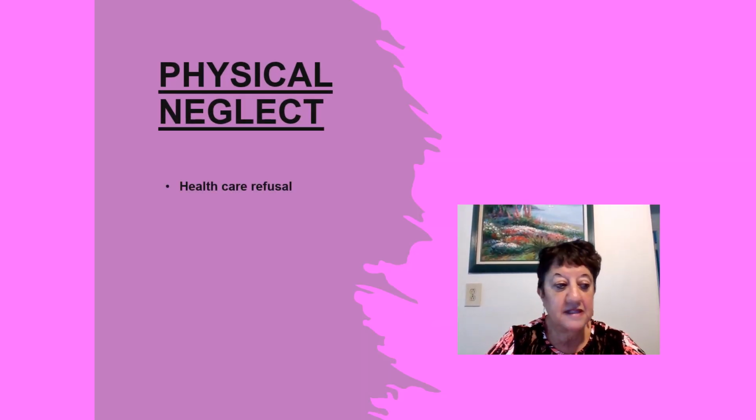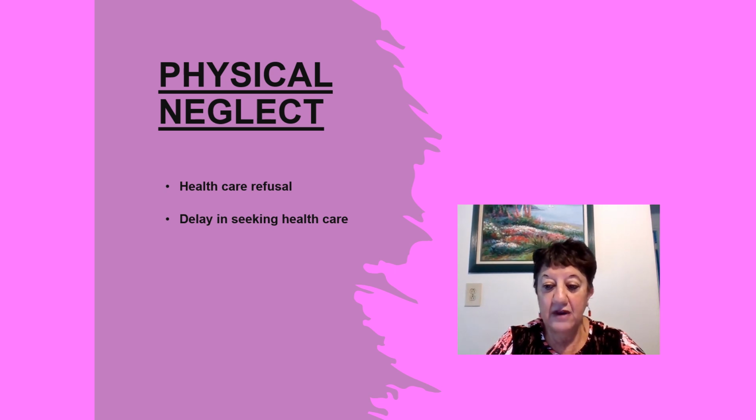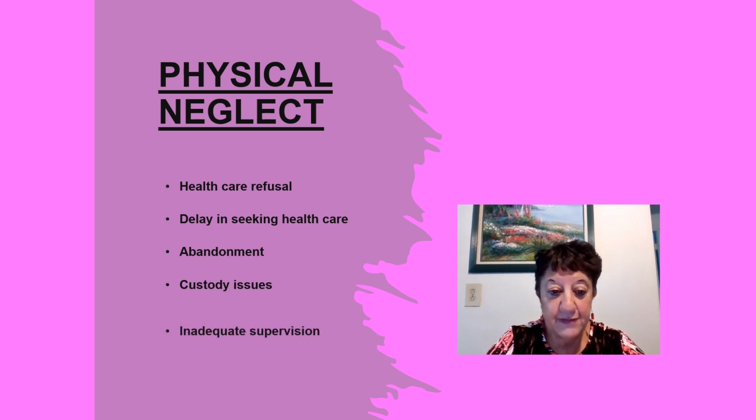So physical neglect, what exactly is physical neglect? Healthcare refusal: the parent doesn't do timely appointments, or delays in seeking health care. They wait till something gets really bad for the child. Abandonment: maybe they keep leaving the child at an early childhood program late. Custody issues: maybe they refuse to hand over the child to the other parent, or they don't pick up the child on time, or they miss their appointments.